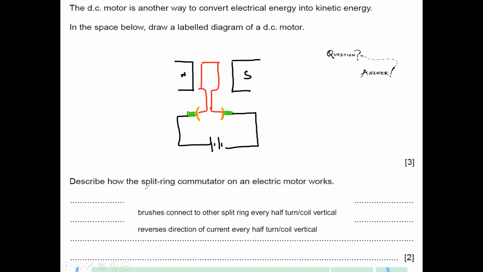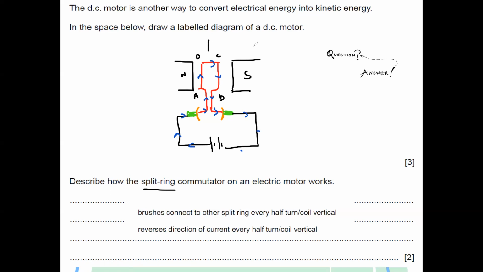Then describe how a split ring commutator on an electric motor works, or what is the purpose of the split ring commutator. Carbon brushes are connected to the split ring commutator, which rotates the coil and reverses the direction every half cycle. For example, what happens? First, on the left hand side is A, B, C, and D. The direction of the conventional current is always from positive to negative. So the direction of the current is from A to B, then from B to C, and then from C to D, and then returns back.